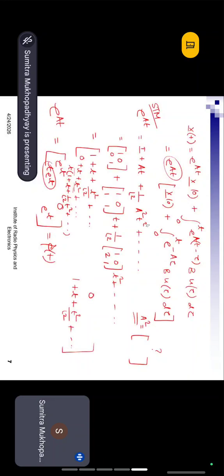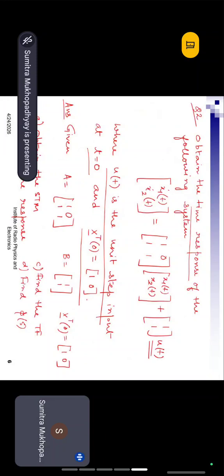But how to find out? Because already we have discussed everything. So phi t we have obtained. Phi t we got, that is e to the power t, 0, t e to the power t and e to the power t. Now come to the solution. The solution is something like this.